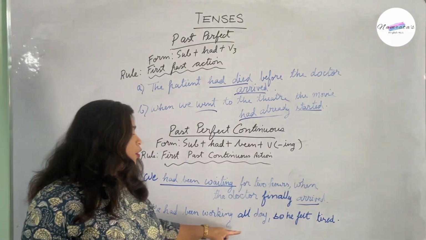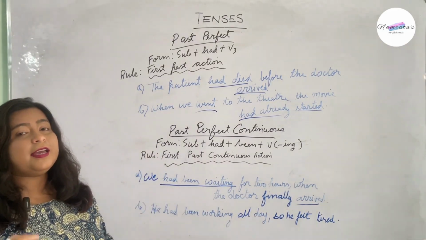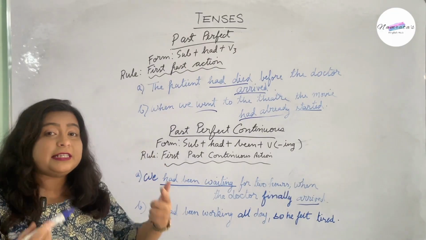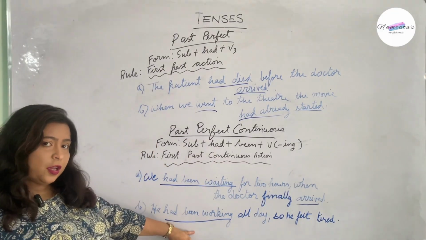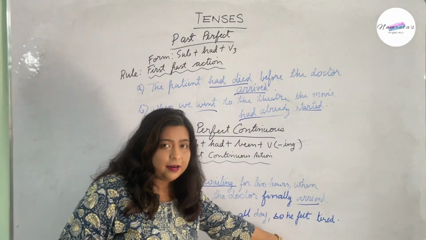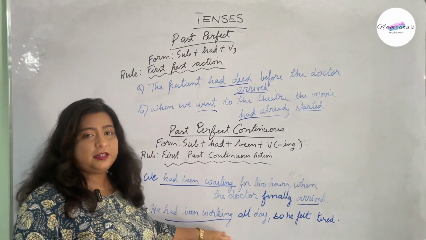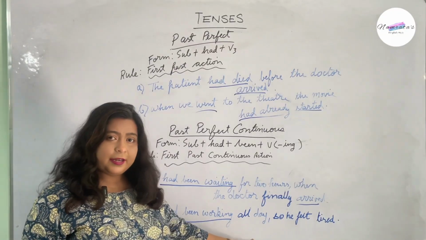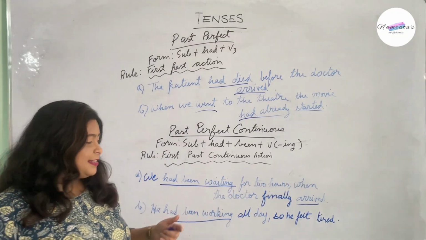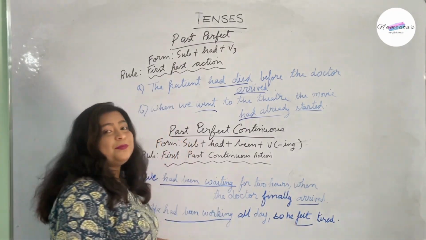He had been walking all day, so he felt tired. He had been walking all day. There is a continuity. So first he was walking all day. That is why he felt tired. So here also, past perfect continuous. First past continuous action: he had been walking all day, so he felt tired. The next action is simple past tense.